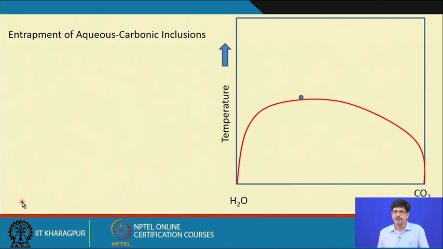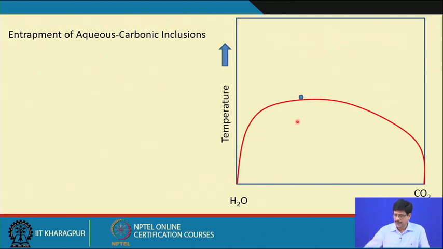Similarly, we can always talk about a situation of entrapment. So, this field represents a vast field in which a one phase fluid will be present. Even though it is a mixture of carbon dioxide and water, it will be one phase, and it could be either a supercritical fluid or a liquid. What is shown here is the critical point for this particular mixture.